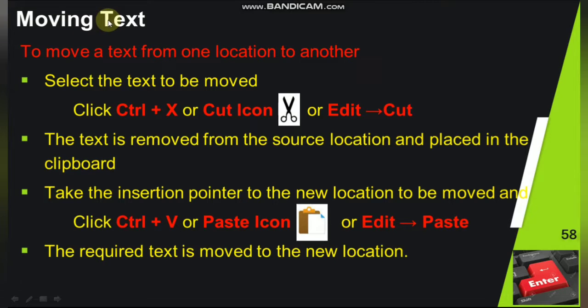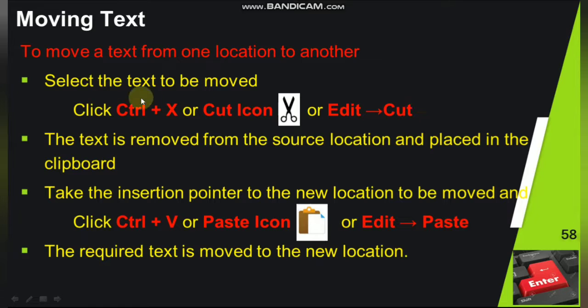So how to move the text: select the text to be moved, click Ctrl plus X. Ctrl X is the shortcut key for the cut icon. So this is the icon. You have three options. Either you can choose this cut icon, or you can choose the menu option, which will be in Edit, Cut, or you can right click and choose the cut, copy, paste option.